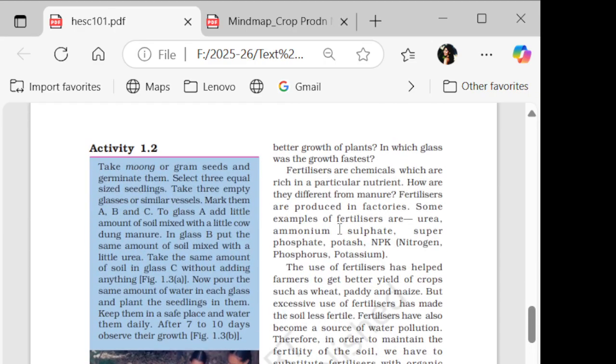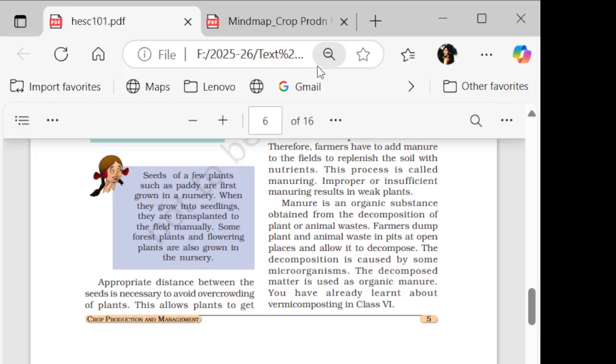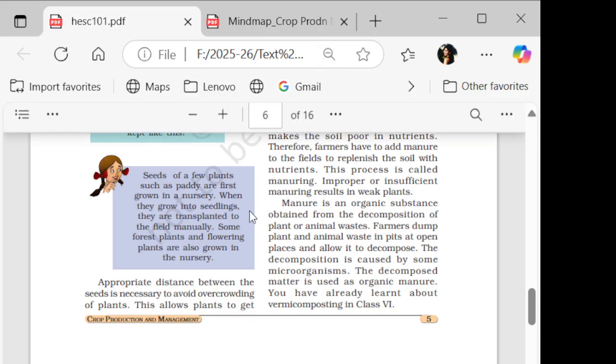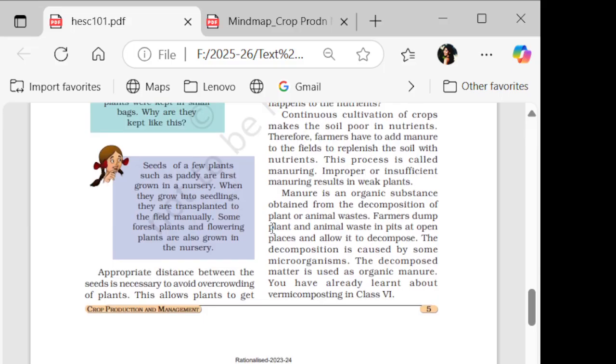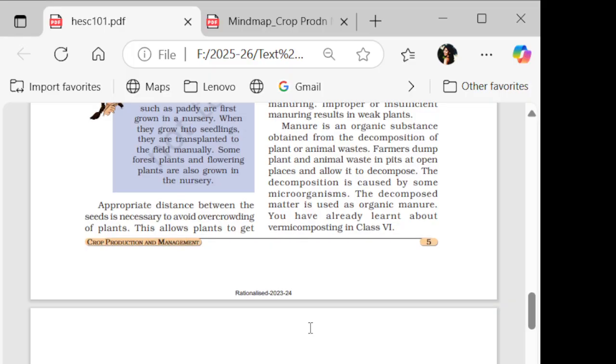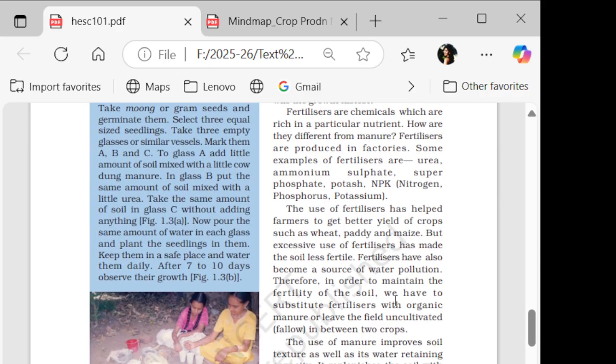But again, because fertilizers are made up of chemicals, we need to be extra careful with them. Nowadays, many people go and buy organic vegetables because they do not want vegetables or crops grown using fertilizers, and people are preferring crops, vegetables or fruits that are grown using manure. Now let's see some chemical fertilizers which are produced in the factories. Examples are urea, ammonium sulfate, you can see here, it is given in your book, superphosphate, potash, NPK, all this.